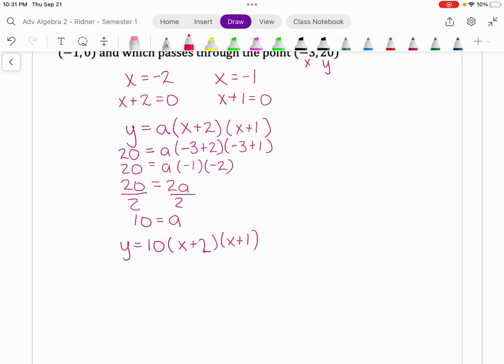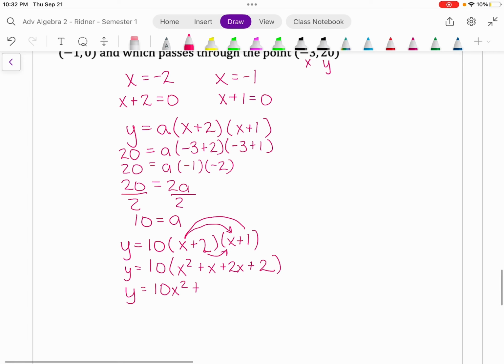Okay? Now, if you want to put it in standard form, like we were doing in the last section, you would do x times x is x squared, x times 1 is 1x, 2 times x is 2x, 2 times 1 is 2. Then we're going to multiply all of that by 10. So 10x squared. I'm actually going to combine first. So x plus 2x is 3x. And then times that by 10 to get 30x. And then 10 times 2 is 20.